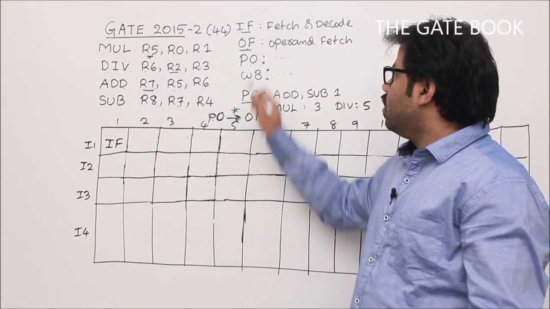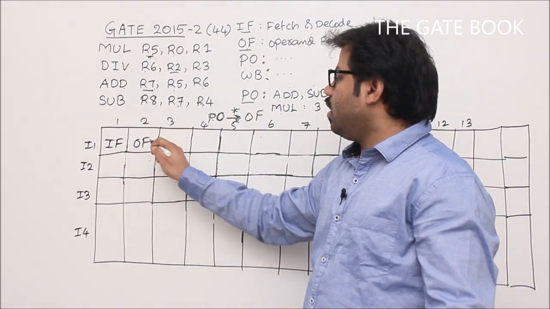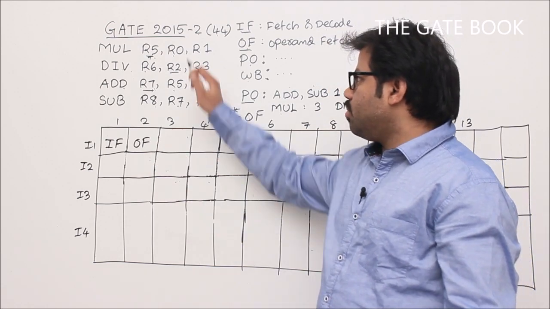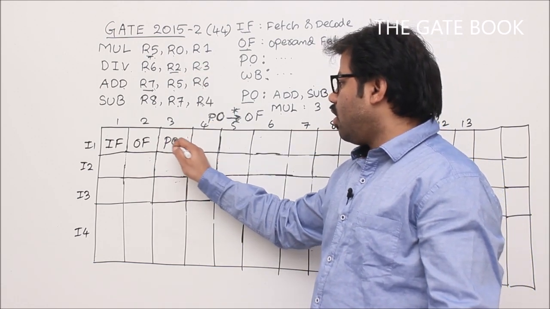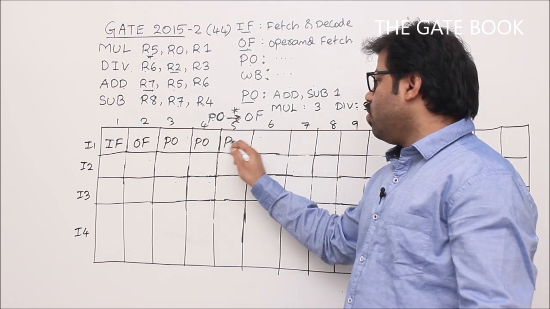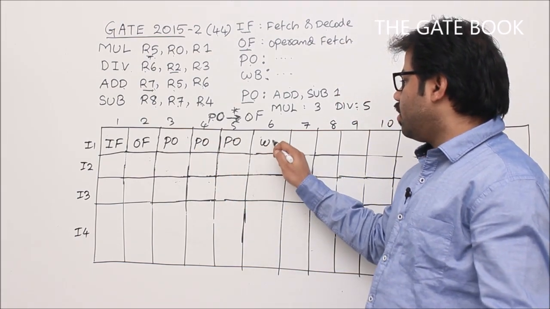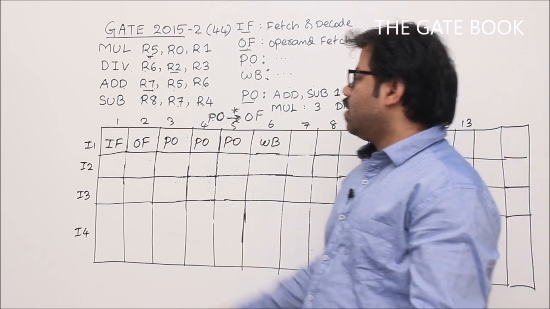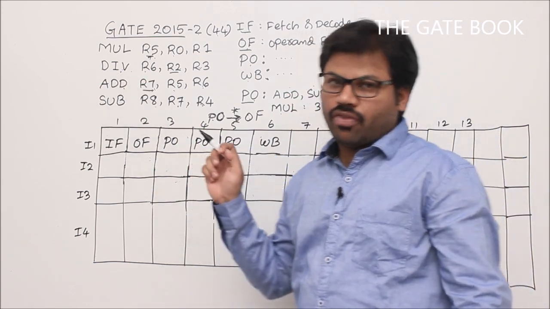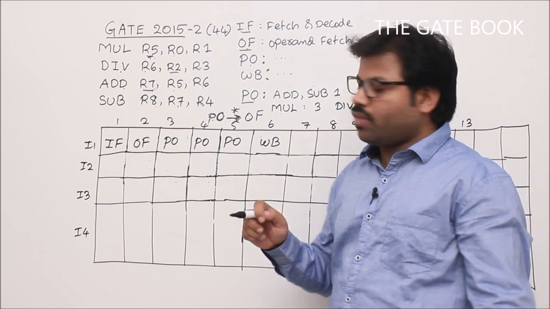Then after that, operand fetch, second clock cycle. Then perform operation. Since it is multiplication, it requires how many clock cycles? 3. PO, PO, PO. Then later write back. Done. Now second instruction, so division. It requires 5 perform operations. That means 5 cycles for perform operation.